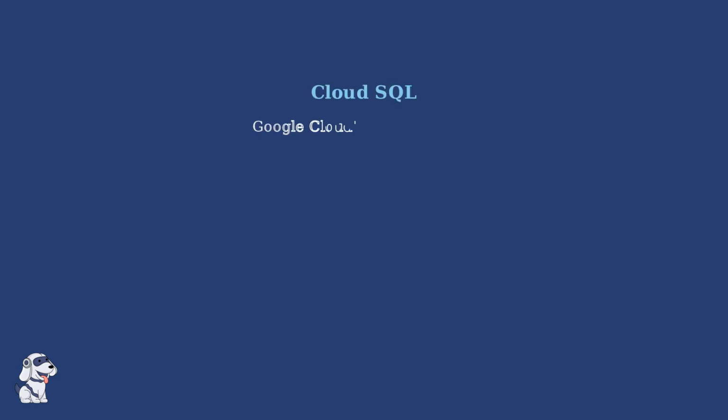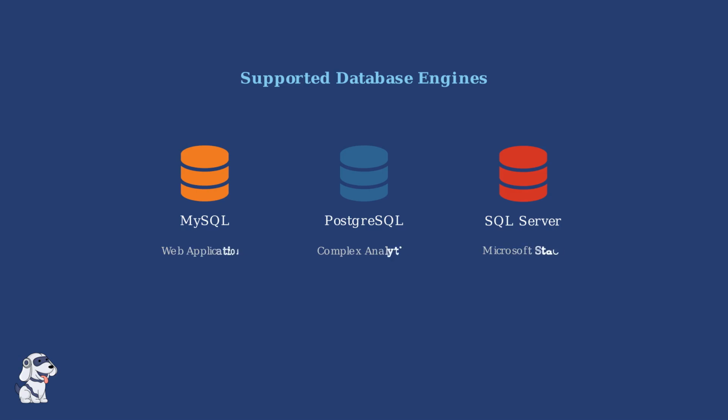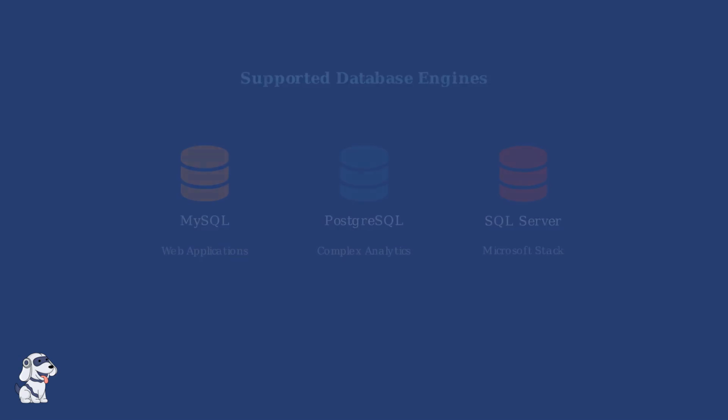Cloud SQL is Google Cloud's fully managed relational database service. This means Google takes care of all the complex operational tasks, so you don't have to worry about them. Cloud SQL supports three popular database engines that developers use every day. You can choose MySQL for web applications, PostgreSQL for complex queries and data analysis, or SQL Server for Microsoft-based environments.